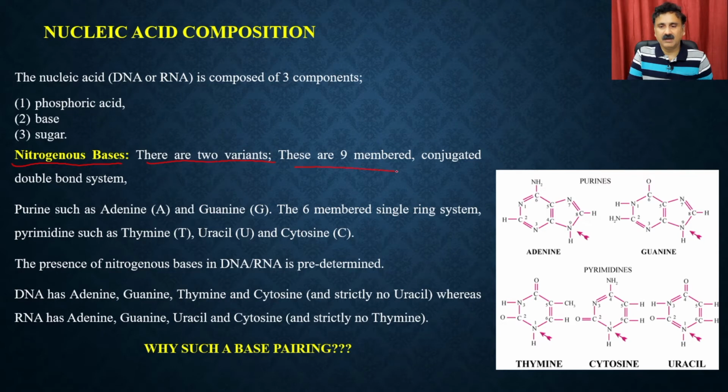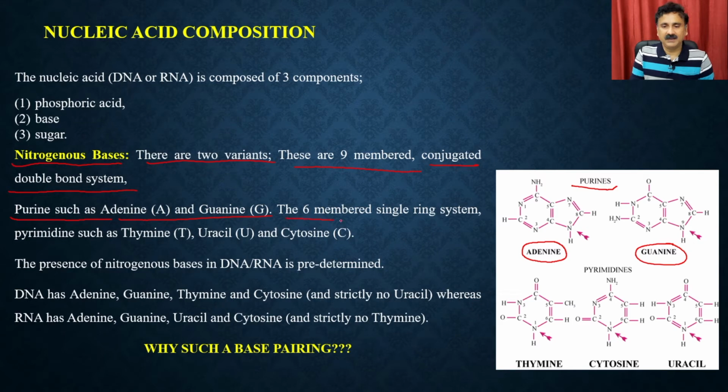The 9-membered rings, the 9-membered conjugated double bond system, are called the purines, such as adenine and guanine. So you have two different types of sugars, two different types of nitrogenous bases. What you see here is the structure of adenine and guanine, and these are the purines.